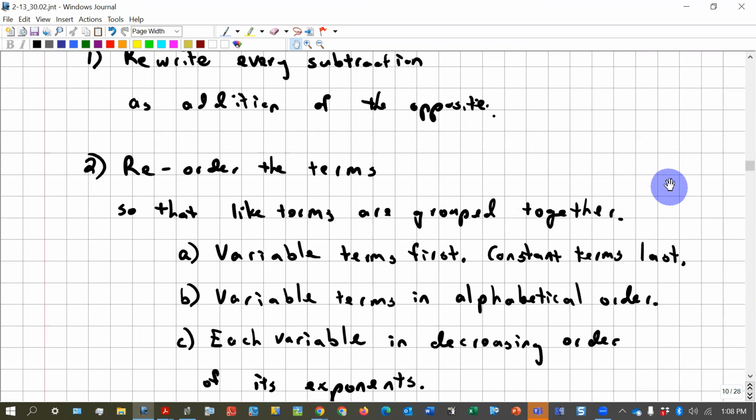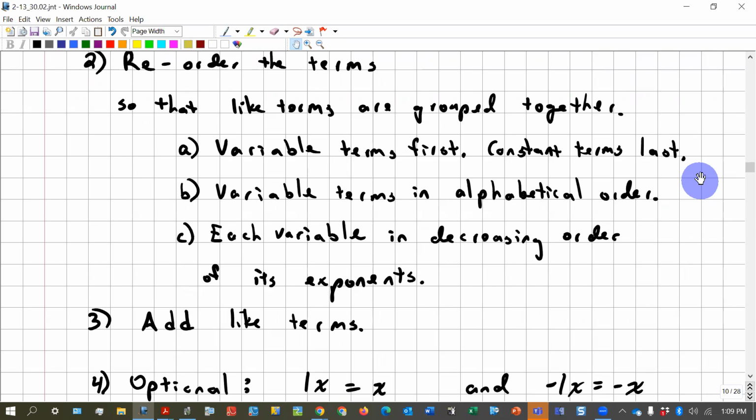And there are 3 conventions that are 3 rules or 3 strategies, whatever you want to call them, that we agree on. We're going to put variable terms first and constant terms last. If we have different variables, we're going to put them in alphabetical order. And if we have the same variable but with different exponents, we're going to put the term with the highest exponent first and then work our way down. And then once we've done that, we can add our like terms together.